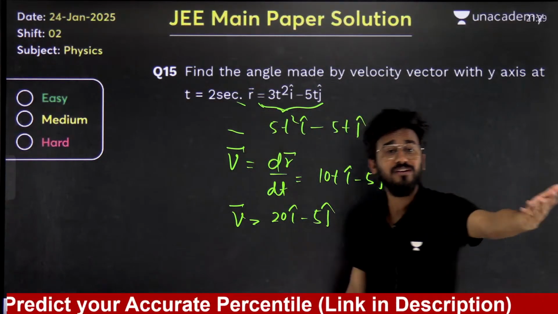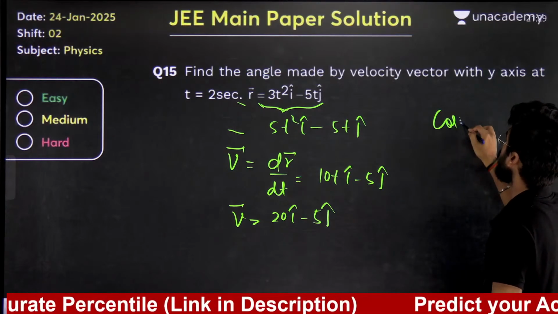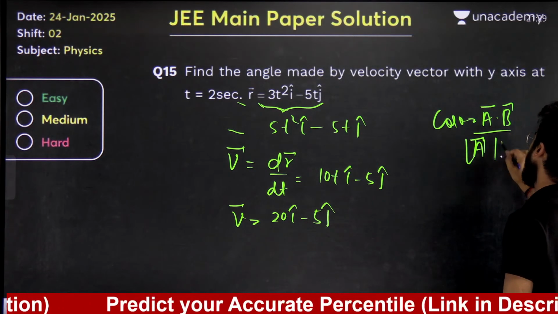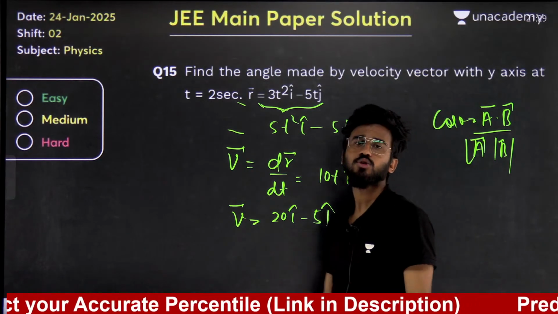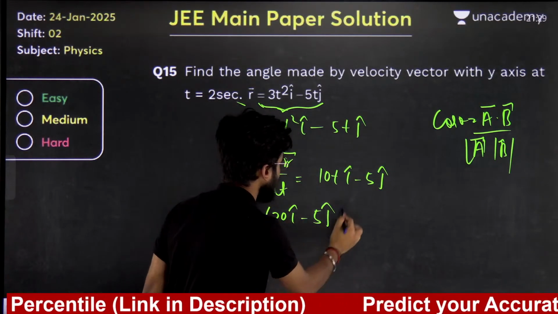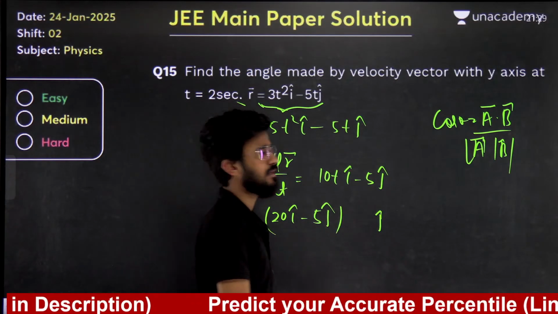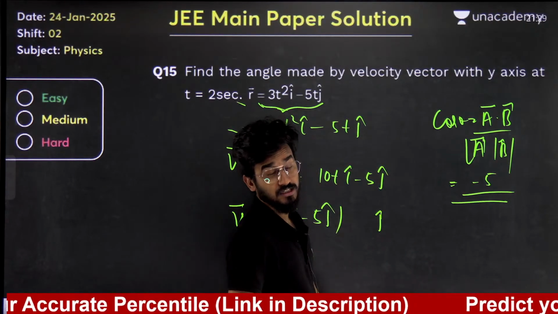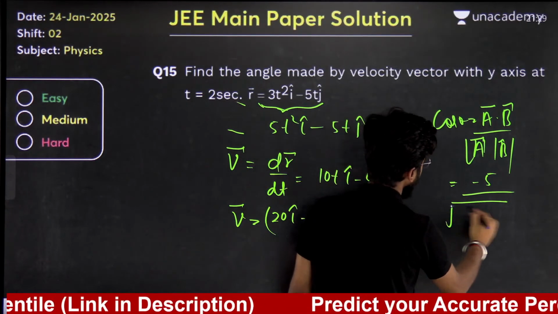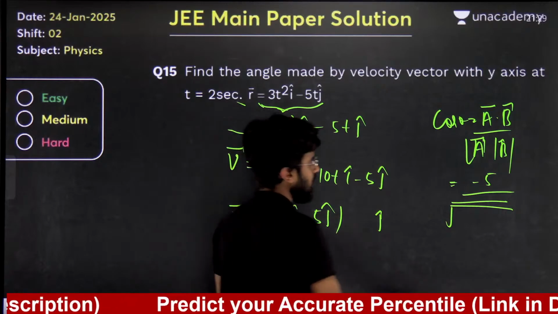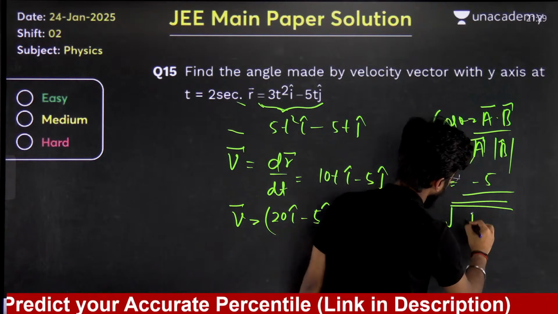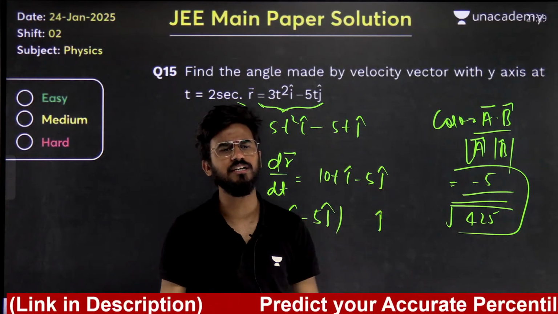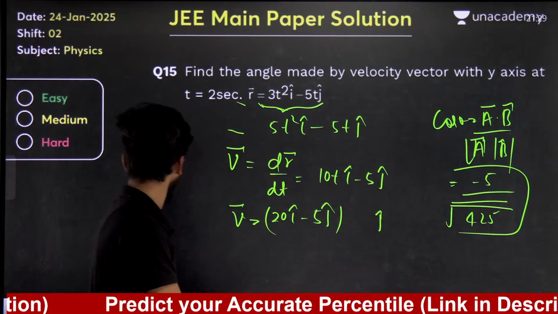We know that cos theta equals A dot B upon mod of A into mod of B, right? Here the dot product is with j cap, so minus 5 will be in the numerator, minus 5 upon mod of A into mod of B. Mod of B will be 1 because a unit vector has a magnitude of 1. Mod of A is under root 20 square plus 5 square, which is 400 plus 25, means 425. This is the value of cos theta. So whatever the options given, we'll choose according to them. Okay. Next question.